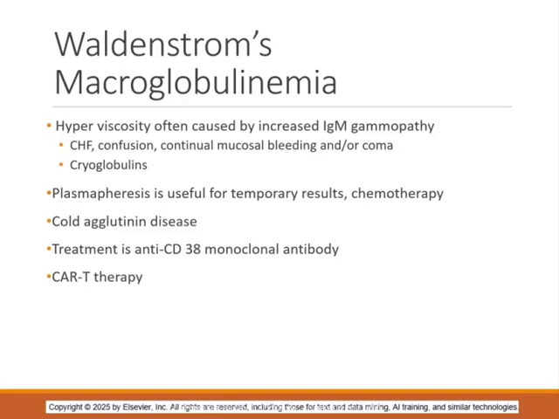And other things that we see is cold agglutinin disease. In other words, their cells, when they sit at room temperature, sort of look like they're clotted. Remember, because of these cryoglobulins now. I mean, it's really weird. And another therapy is called CAR T therapy. It's chimeric antigen receptor T cell therapy. We can take the T cells out, program them to destroy the bad stuff, and reinfuse them in the patient. It's pretty cool stuff.